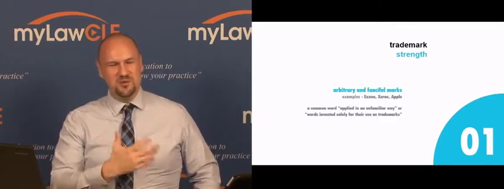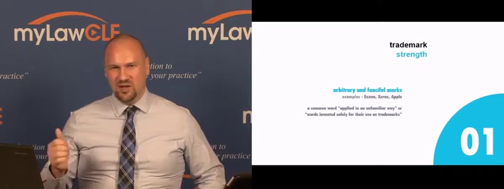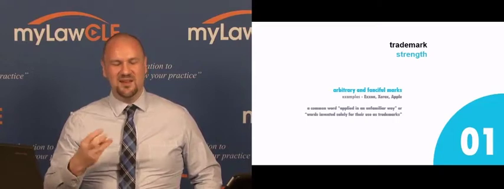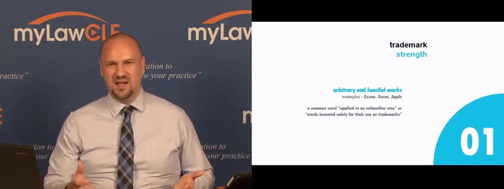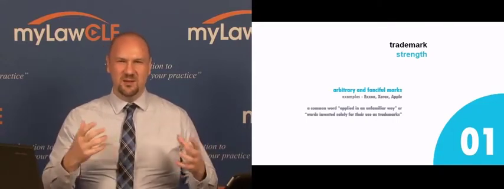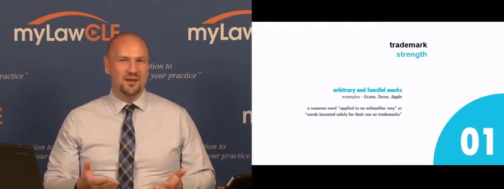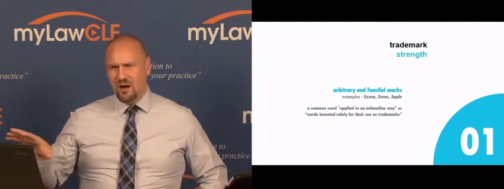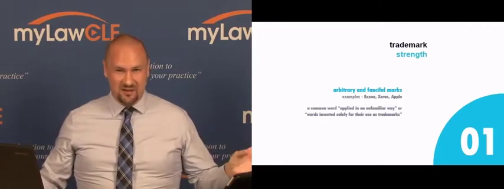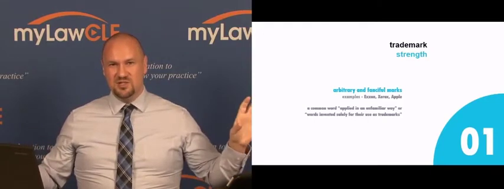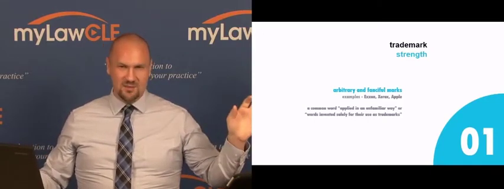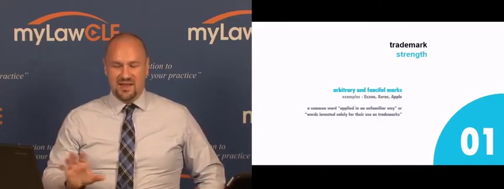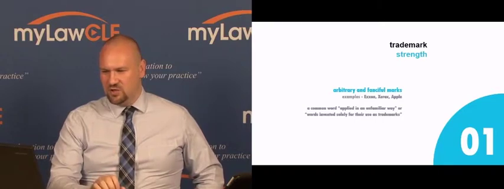So arbitrary marks are basically when you use a term that has nothing to do with the product itself. A good example is Apple. Apple is a very strong trademark, and you may be thinking, well, it's just a common word. How can you protect that? If I was selling apples and calling my company Apple, then that would be a problem because that's not distinctive at all. I'm basically just describing my goods. However, if I'm selling computers and I'm calling myself Apple, that's very strong because there's a huge disconnect between the thing that I'm selling and the name that I'm using. And that's why Apple is such a strong trademark. So marks like that are very strong, and that's definitely where you want to push towards.